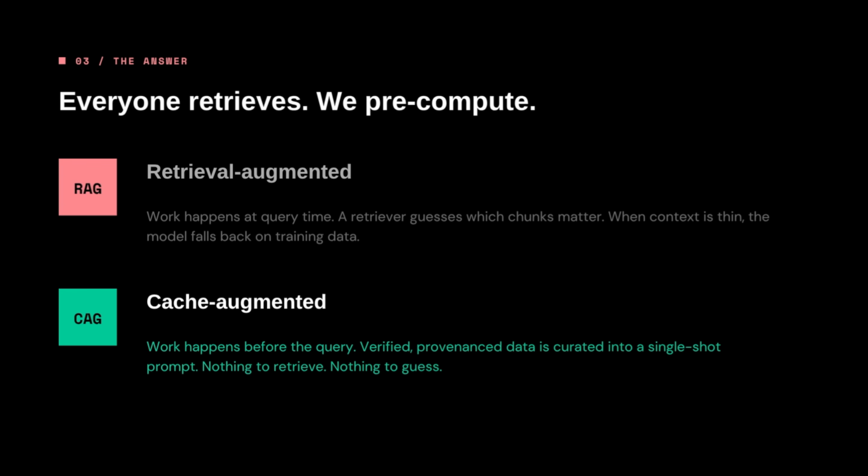CAG stands for Cache Augmented Generation. And to explain that, let's compare with what everybody else is doing right now, which is RAG, Retrieval Augmented Generation. Under RAG, the work happens at query time. You ask a question and the agent goes looking for information. It finds something, it checks it, retrieves something else, it checks. The agent is working out in real time what to do next. Now, two problems follow immediately from this. If the retriever gets the wrong information, the model will confidently bullshit an answer. And when the context is thin, the model will often go back to its training data just to fill in the blanks. And that's where hallucinations arrive.